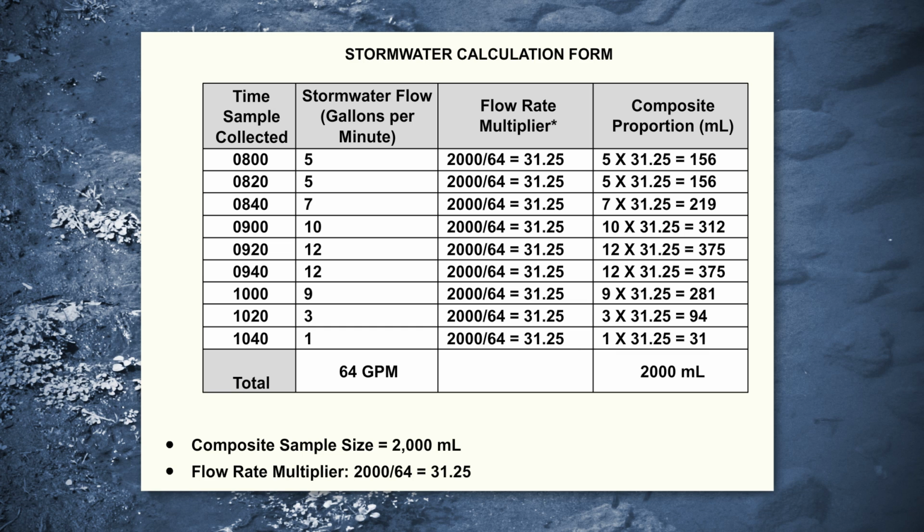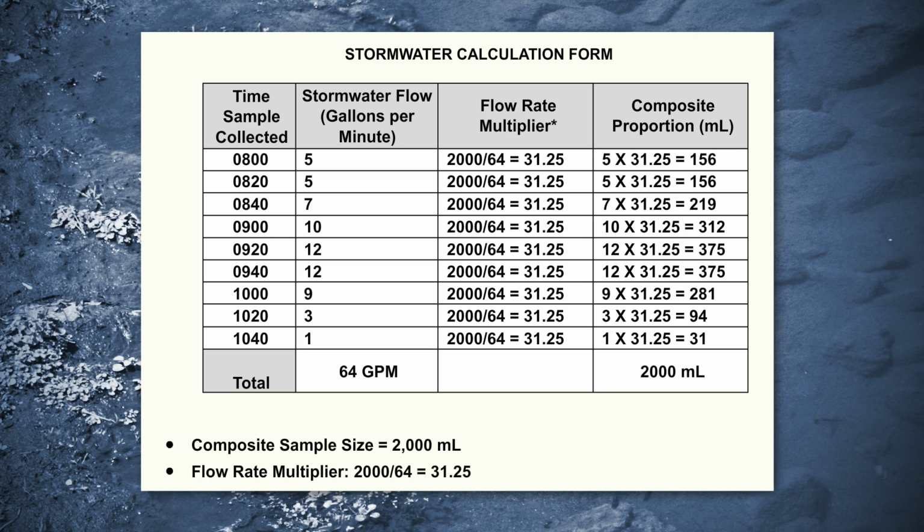Multiply the flow rate multiplier by the flow rate recorded during collection of sample number 1. In the example, the flow rate multiplier of 31.25 is multiplied by the sample 1 flow rate of 5. This equals 156 milliliters. This volume is the volume of water to be taken from sample number 1 to be added to the composite sample mix. Repeat this calculation for each sample collected.